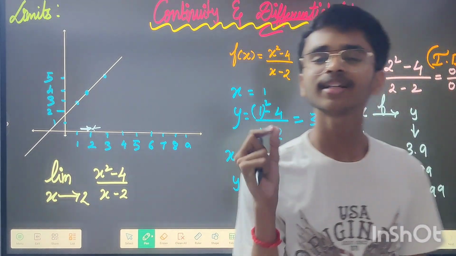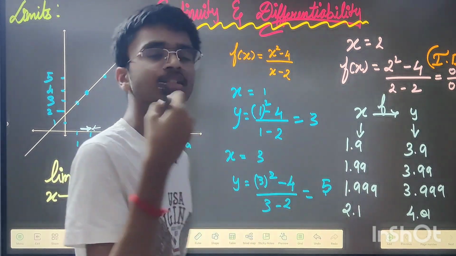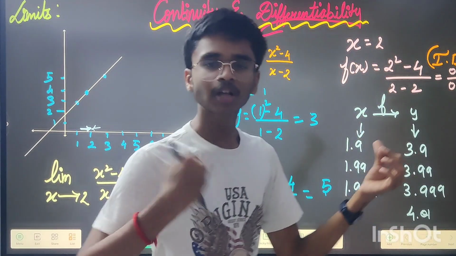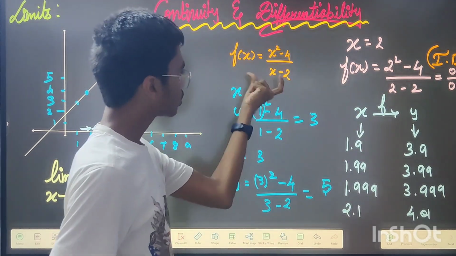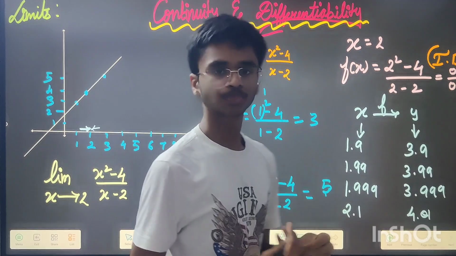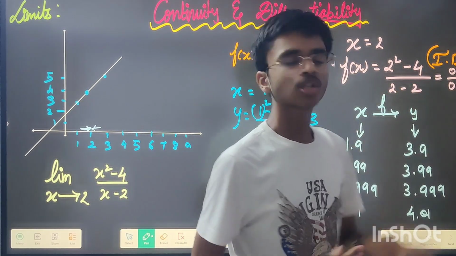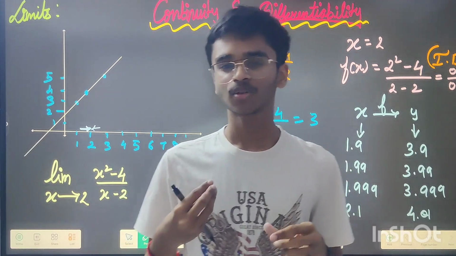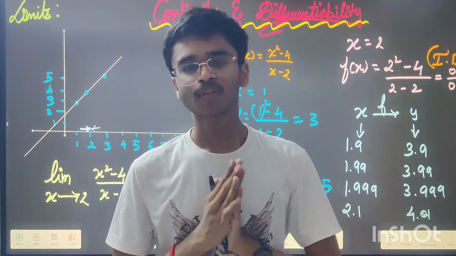I'll try one last time to express the sentence in a different way. See, as you start to give values to this function, I am giving it the value 2. When I give 2, it comes 0 by 0. We cannot find what 0 by 0 is. This is known as an indeterminate form, so like this you cannot find the value.